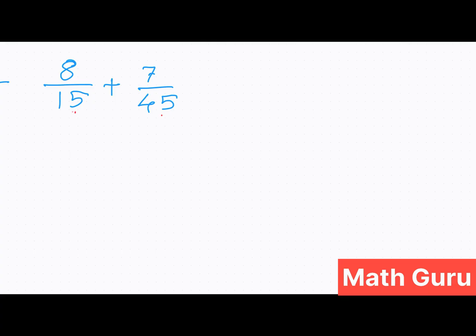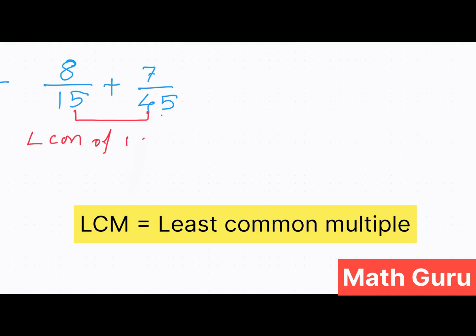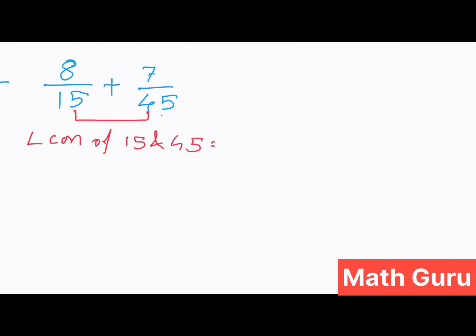So in this method, what do you do? When the denominator is not same, you find their LCM. So you find the LCM of 15 and 45. Now this is a new term for us. LCM means least common multiple. So if you take the denominators as 15 and 45, what is that number which comes in the table of 15 and 45?